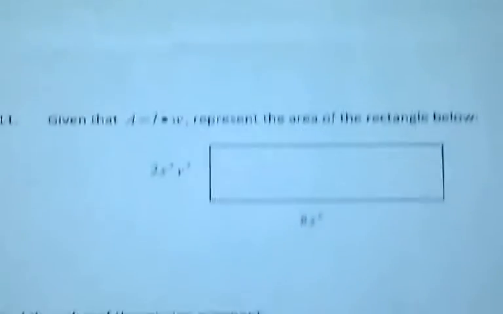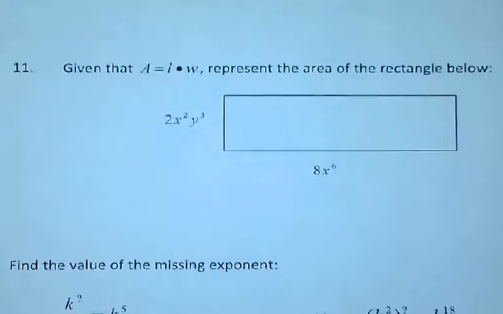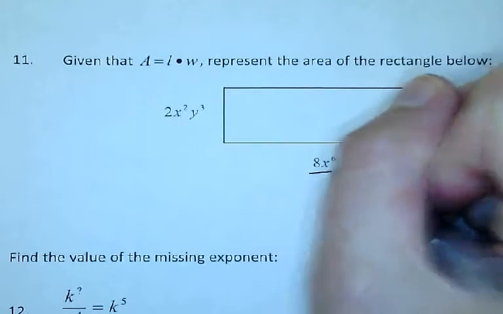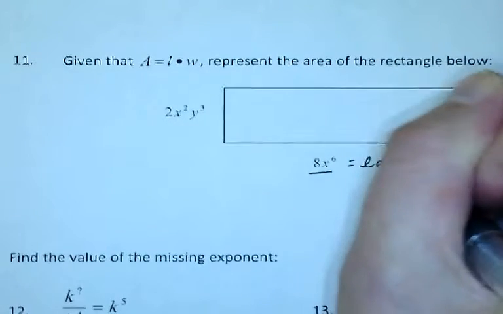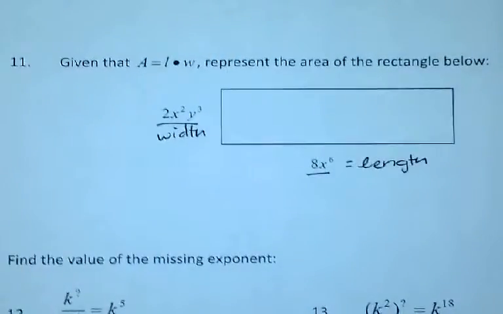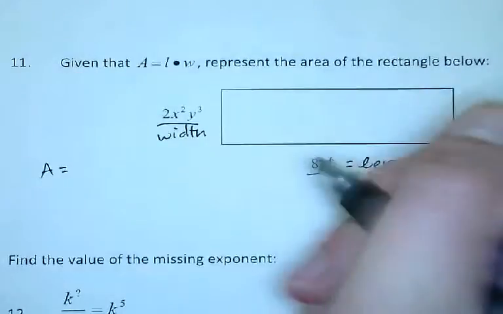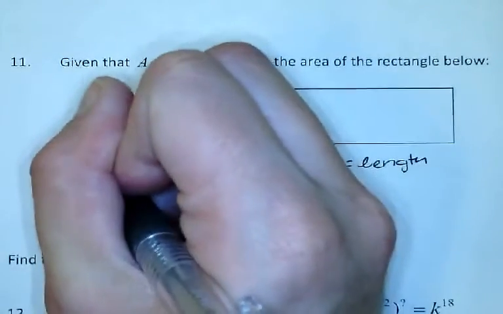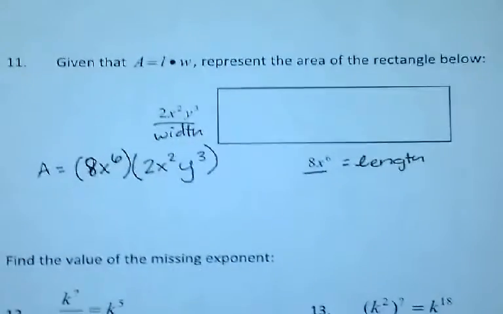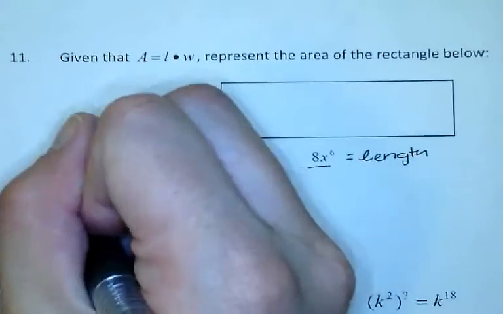Now, I want to jump down to some kind of picture representations here. Given that A equals L times W, we are going to represent the area of our rectangle below. Well, guys, if we have our length, which I guess we can write this one as our length. You guys okay with that? That's our length. This guy right here is our width. Can we multiply those two together and find our area? Sure. So if my area is equal to 8x to the 6th times 2x squared y cubed, what are we going to get right here?